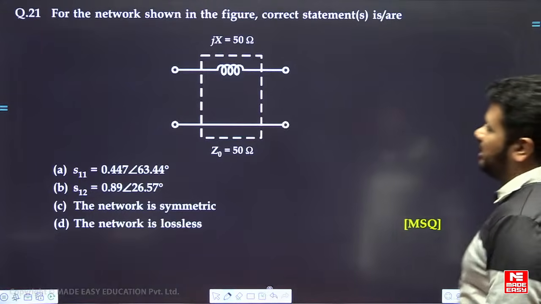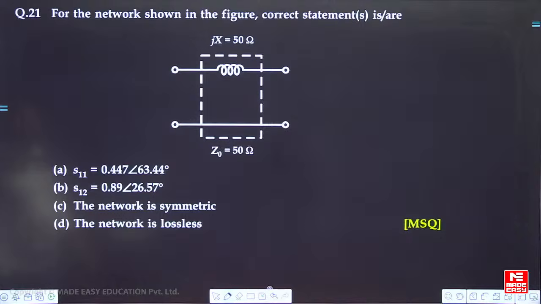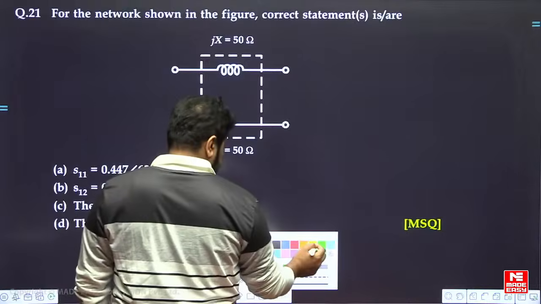This is MSQ, multiple select question. For the network shown in the figure, correct statements is or are. There is an inductor jX of 50 ohm and characteristic impedance 50 ohm. They are asking what S11 will be, what S12 will be, whether the network is symmetrical, and whether the network is lossless. Which of the options are correct? This is an MSQ, so one or more than one can be correct. Let us solve it.